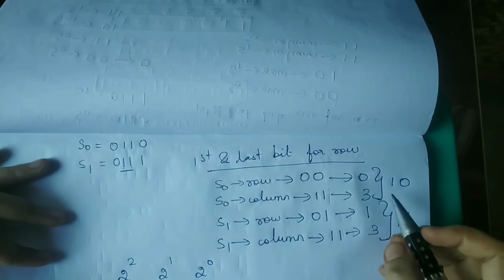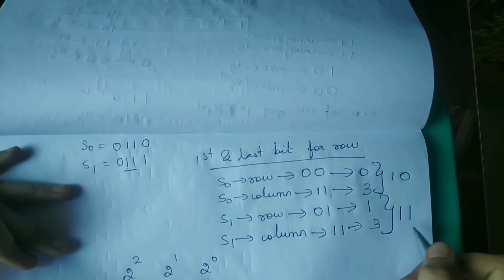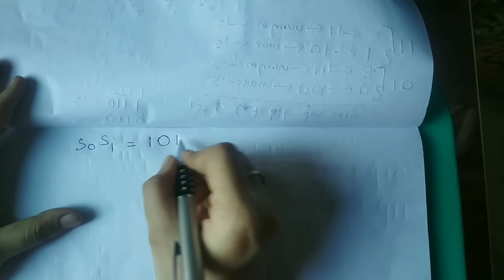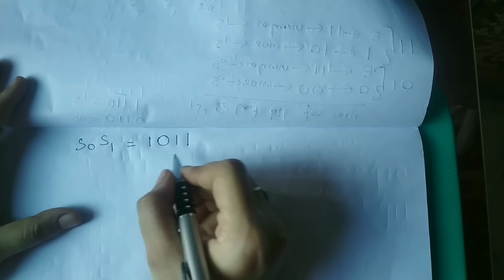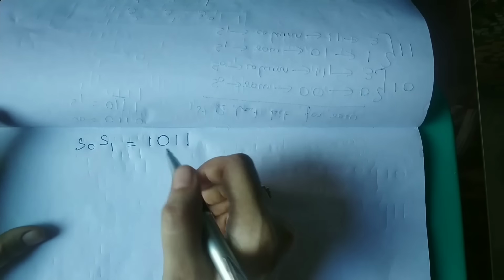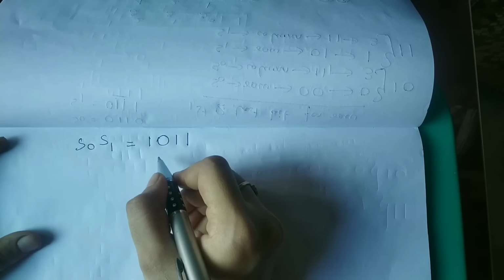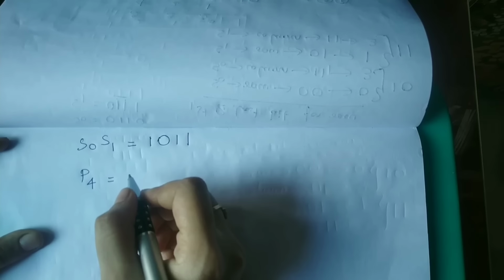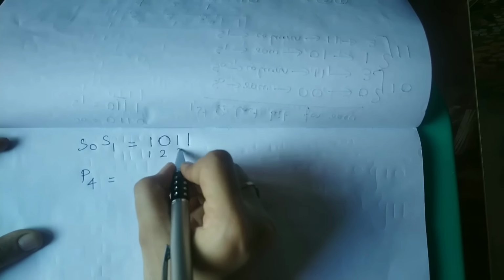S0 S1 is equal to, for S0 it is 1 0 and for S1 it is 1 1. So S0 S1 is 1 0 1 1. Now to this I am going to apply P4, that is, I am going to permute using P4's input and output. Before that I am going to number this S0 S1 starting from 1. So 1 2 3 4. Now let me look at the P4 table and solve.